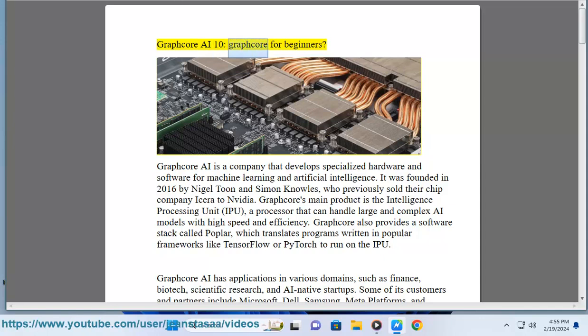Graphcore AI 10, Graphcore for beginners. Graphcore AI is a company that develops specialized hardware and software for machine learning and artificial intelligence. It was founded in 2016 by Nigel Toon and Simon Knowles, who previously sold their chip company Icera to NVIDIA.